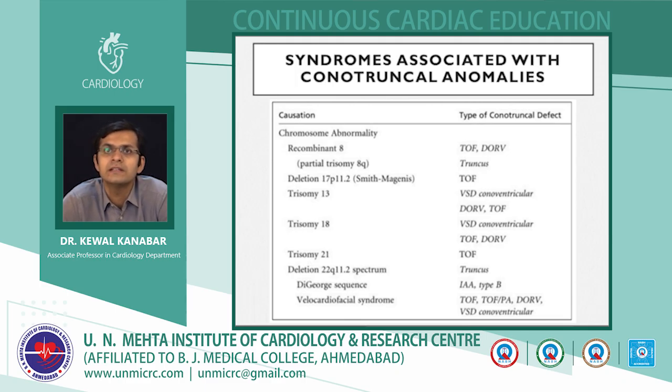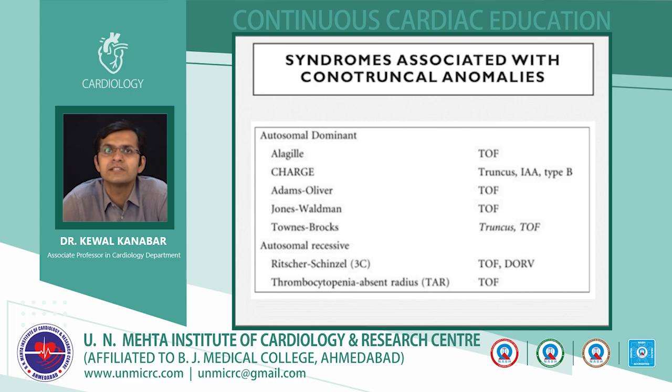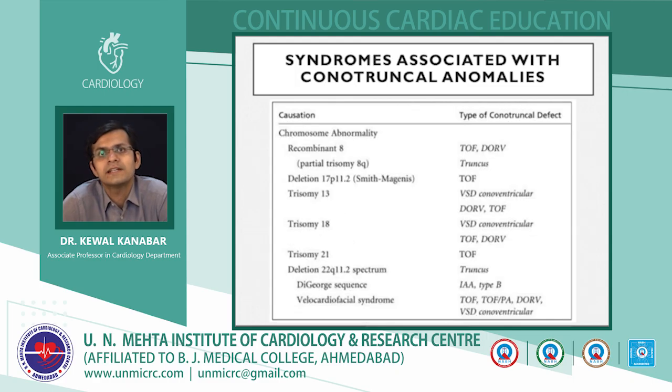Deletion 22q11 is associated with truncus arteriosus, and the DiGeorge sequence is associated with interrupted aortic arch. Velocardiofacial syndrome is associated with TOF with pulmonary atresia, DORV and conoventricular VSDs. Some autosomal dominant conditions like Ehlers-Danlos syndrome, CHARGE syndrome, and some autosomal recessive conditions like TAR syndrome or thrombocytopenia with absent radius syndrome are also associated with conotruncal anomalies. But the important ones are trisomy 13, trisomy 18, trisomy 21 and deletion 22q11, particularly DiGeorge syndrome, which is associated with interrupted aortic arch type B.